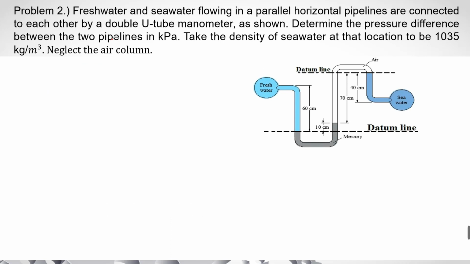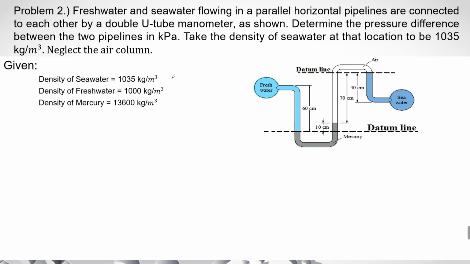So let's start. Fresh water and seawater flowing in parallel horizontal pipelines are connected to each other by a double U-tube manometer as shown. Determine the pressure difference between the two pipelines in kilopascal. Take the density of seawater at that location to be 1035 kg per cubic meter.